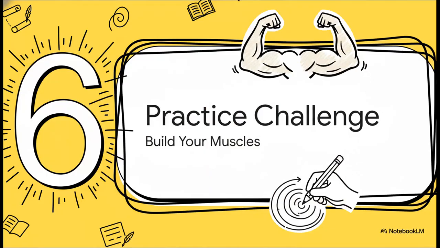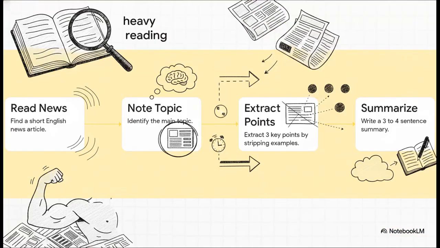Finally, Section 6, the Daily Practice Challenge. Time to build those sculpting muscles. Listen, you absolutely do not need a massive, heavy textbook to get good at this. Every single day, I challenge you to find just one short English news article online. First, note the main topic. Second, extract just 3 key points by completely stripping away all the specific examples and quotes. And finally, write a simple 3 to 4 sentence summary using your own words. Honestly, it takes maybe 10 minutes, but doing this daily builds incredible summarization muscles. Pretty soon, you'll start seeing the skeleton of texts instantly without even trying.